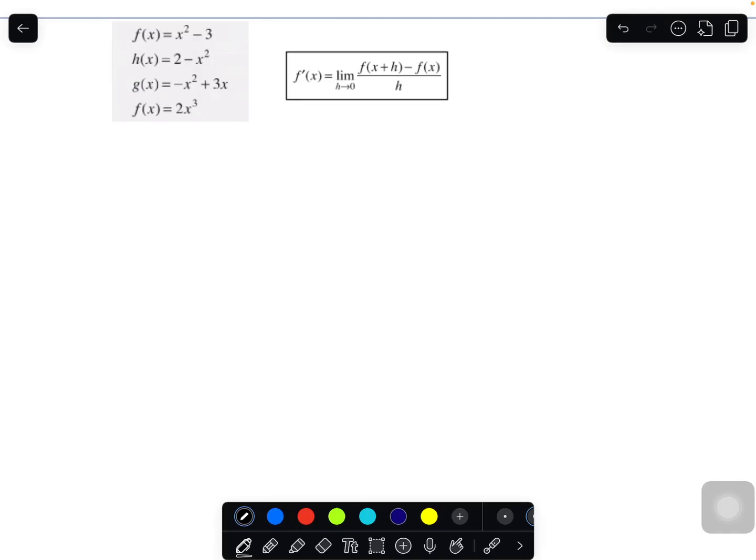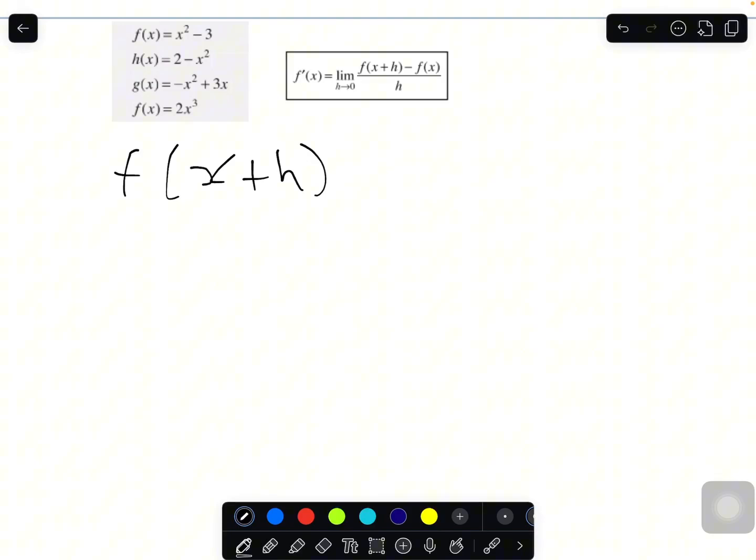Hi guys, today we're going to be working with some questions on first principle differentiation. So the most important thing you guys need to understand about first principle differentiation is how does this formula right here work. So there's a notation you guys need to understand. What does f of x plus h mean?